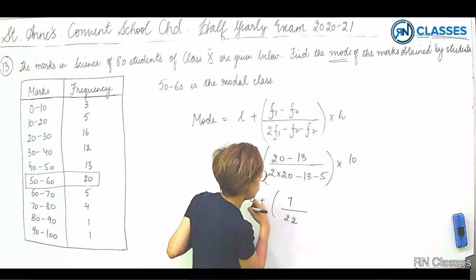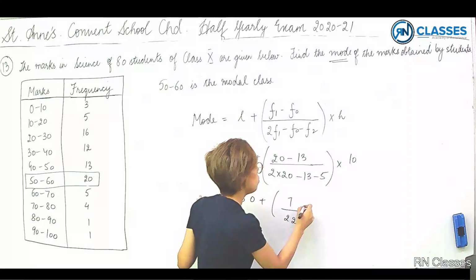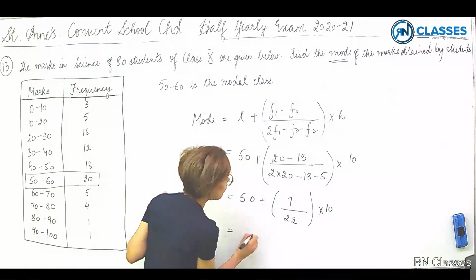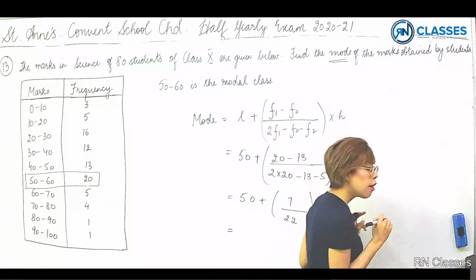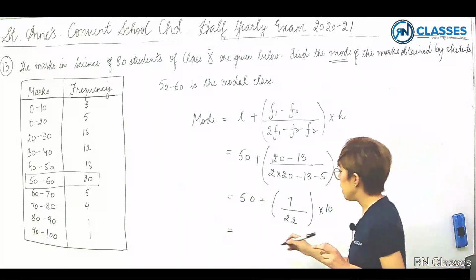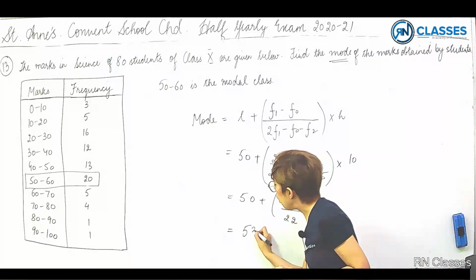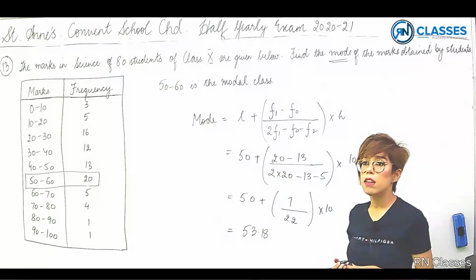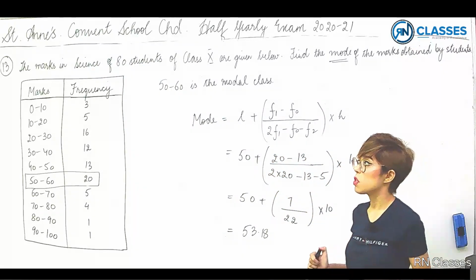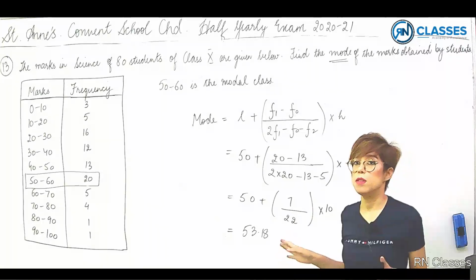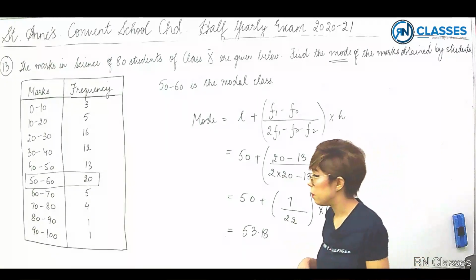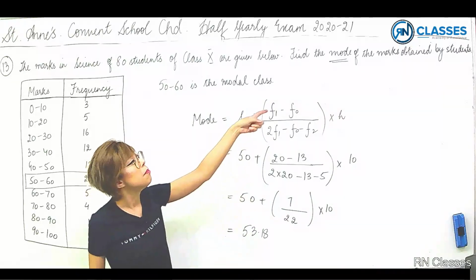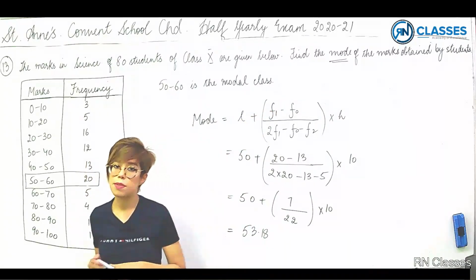22, right, 22 into 10. So we can easily calculate this, and this turns out to be 53.18. Obviously, you need to write it in decimal form because this is a mode, and also this is a statistics question, so we need to leave the answer in decimal. Usually, we do that. So this is the final answer. This is the mode of the marks obtained by the students.